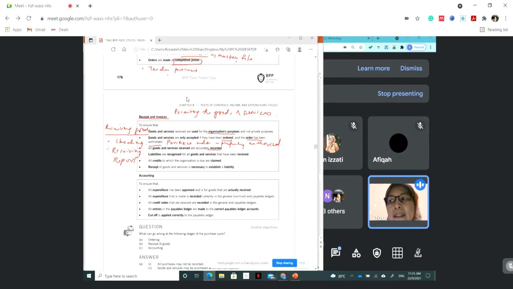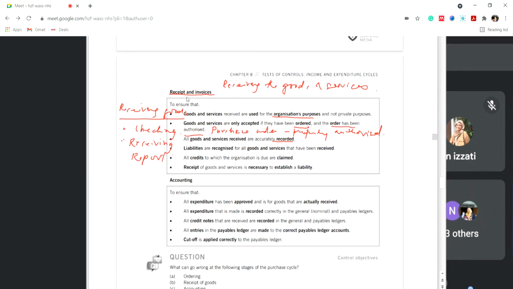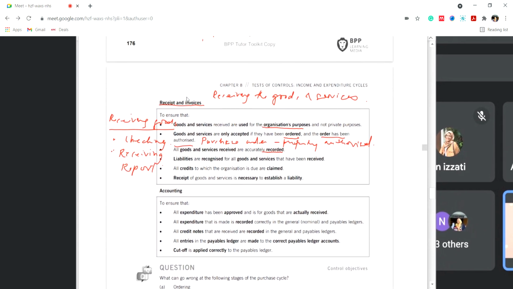to check whether the goods received are actually the same as ordered, and if there are any damaged goods, they have to put them aside and return them with a credit note to the supplier. All credits to which the organization is due are claimed.